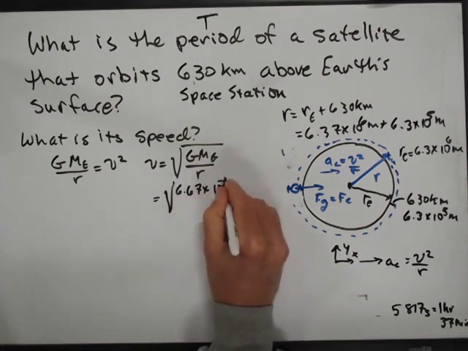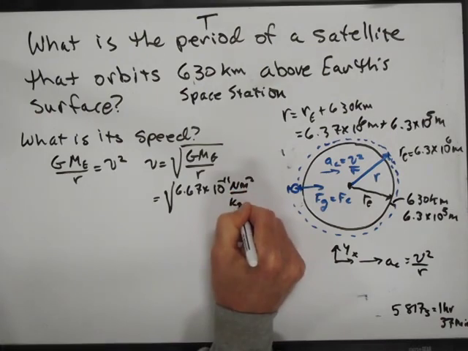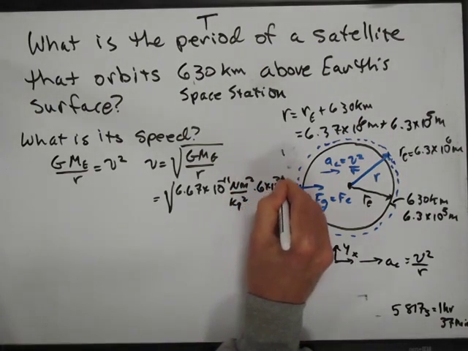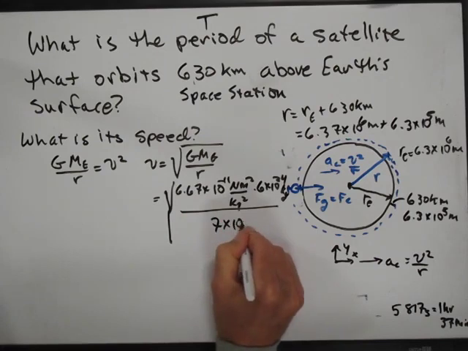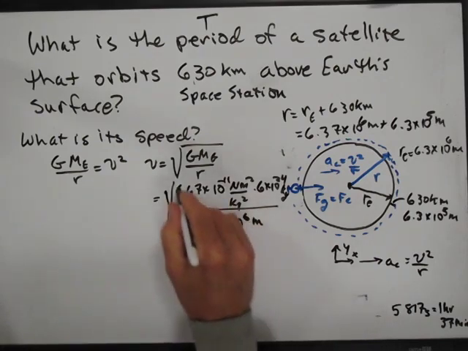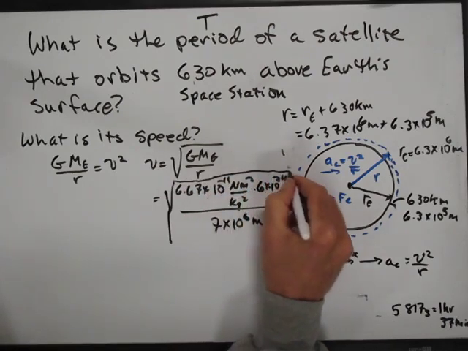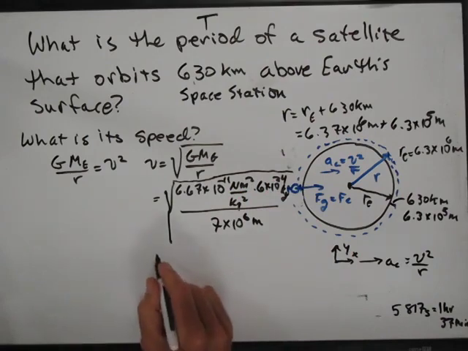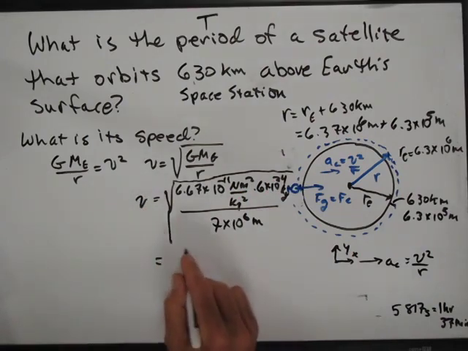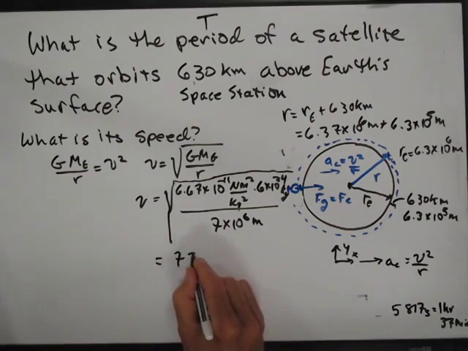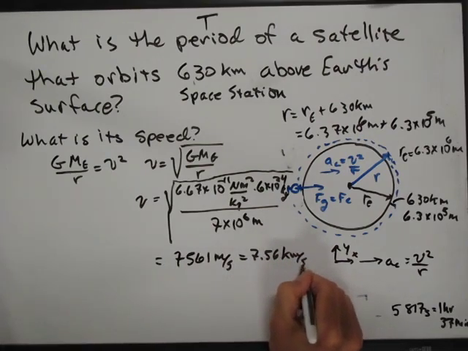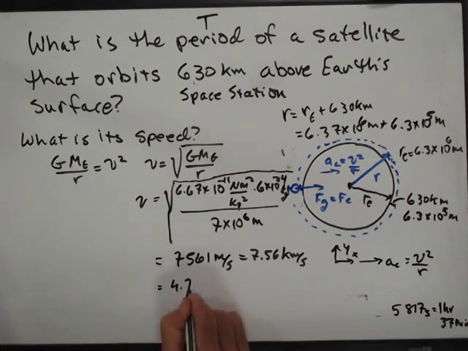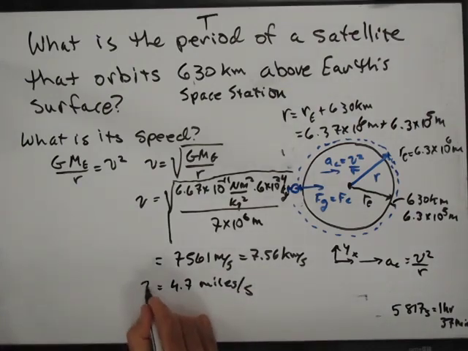6.67 times 10 to the negative 11th Newton meter squared per kilogram squared times 6 times 10 to the 24th kilograms all over, that's all going to be inside my square root, 7 times 10 to the 6th meters, like that, right? And so what I got for that was 7,561 meters per second, or 7.56 kilometers per second, which is about 4.7 miles per second. So it's zipping right along, right? That's its speed.